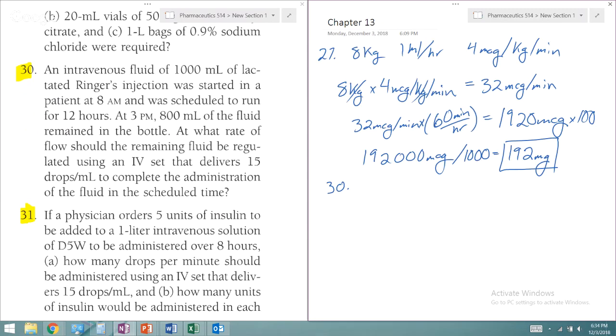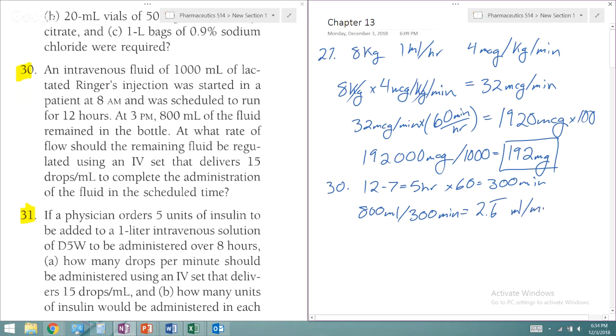So 7 hours have passed. And so that means over 12 hours, you have 5 hours left. So how many minutes is that? You want to multiply that by 60. Let's figure that out. That is 300 minutes left. And so we have to use the rest of that fluid. So that's 800 milliliters divided by the 300 minutes to find milliliters a minute. And we find that is 2.6 milliliters a minute. The line over this just means it's repeating.